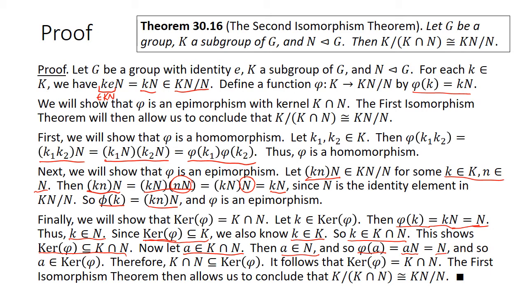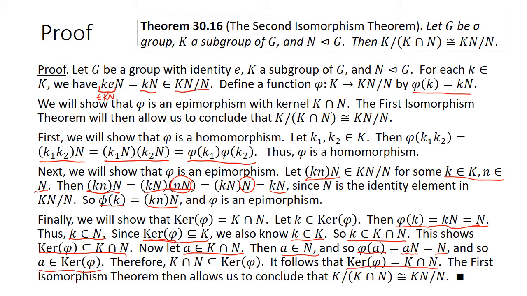And so if you think about it there, what we did was we plugged a into phi, and we got N, which is the identity element in KN mod N. And so that means that a is in the kernel of phi. Okay, so this shows that K intersect N is a subset of the kernel of phi. So it follows then, since we've shown the subset relationship in both directions, this means that those two sets there are equal.